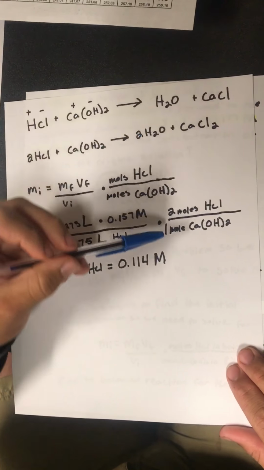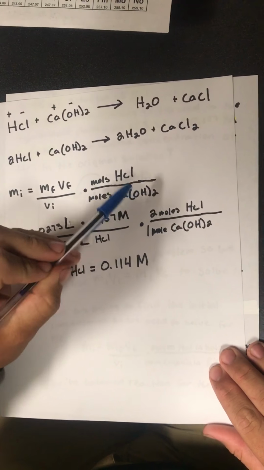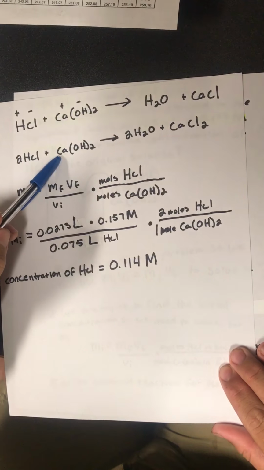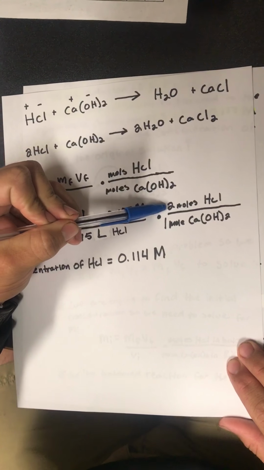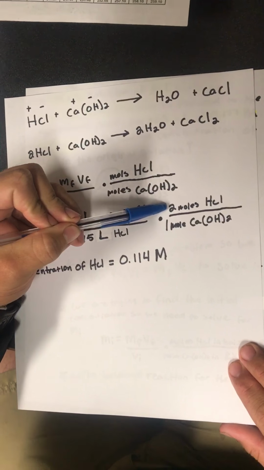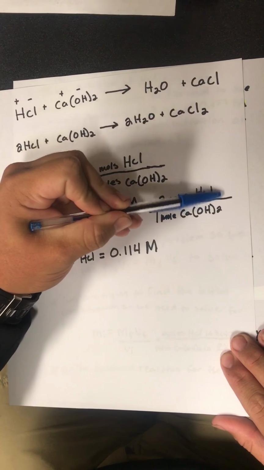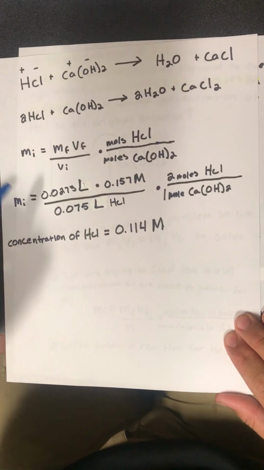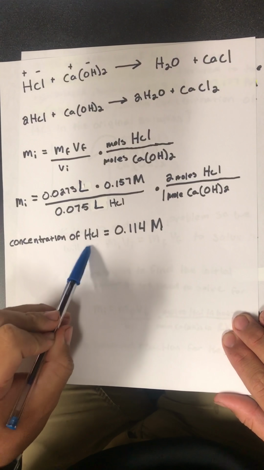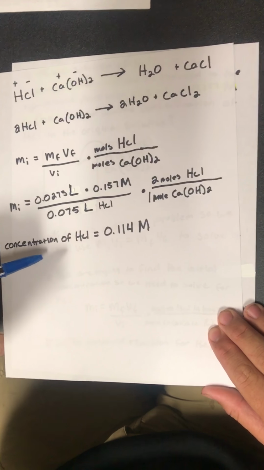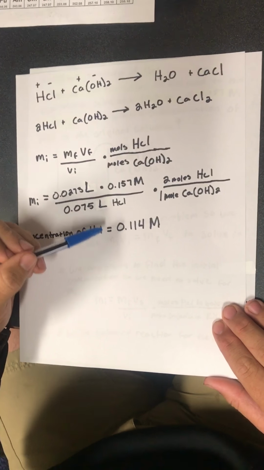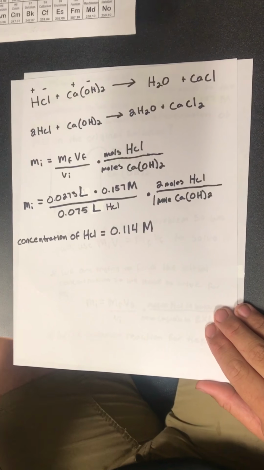From the balanced reaction, we get that there are 2 moles of HCl for every 1 mole of CaOH. We know that 2 moles of HCl needs to be on top because we are trying to solve for the concentration of HCl. After that, you do the math and you get that the concentration of HCl, or Mi, M initial, is 0.114 molarity. And that is your answer to this problem.